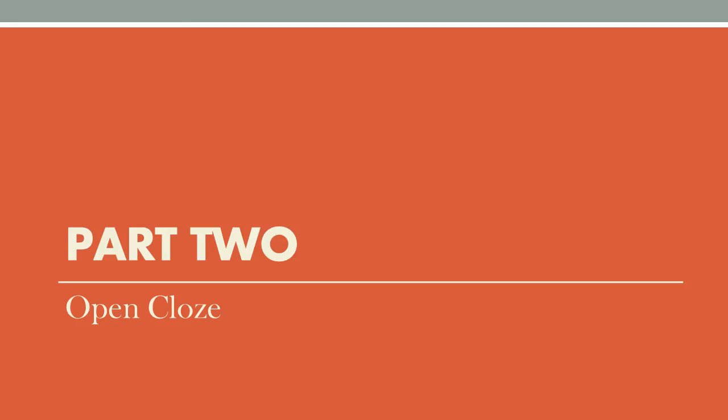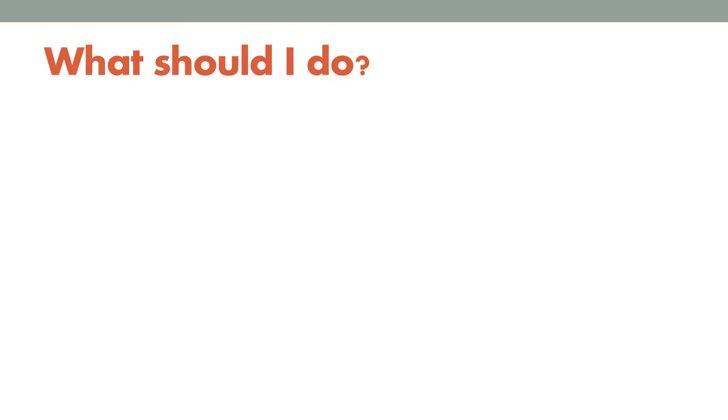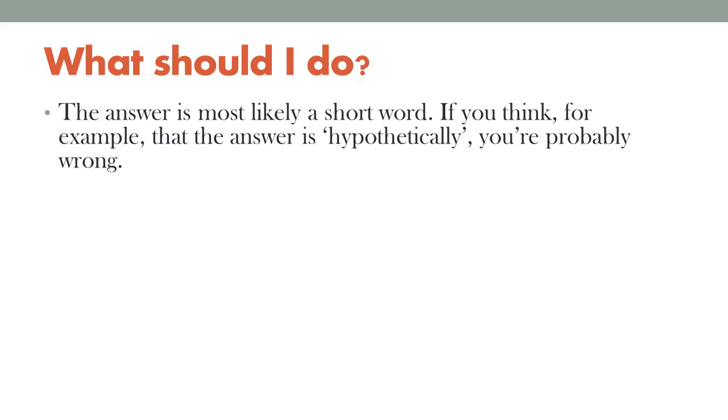Part 2 is what we call the open cloze. It's very similar to part 1, except here you don't have any options. You can't just choose one of 4 options. You have to think of the word yourself. How should you approach this task? Well, the answer is most likely a short word. In later Cambridge exams, sometimes the answer is a bigger word. But here we're looking at small words.